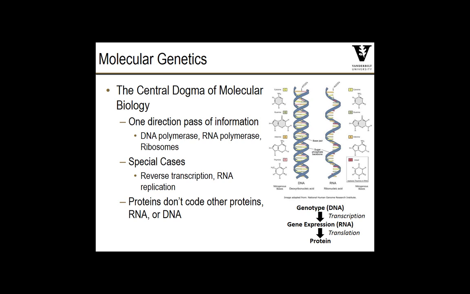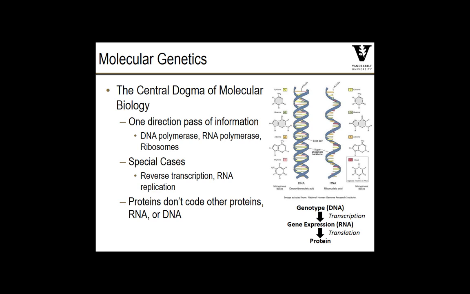The central dogma of molecular biology is that there's a one-direction pass of information with two exceptions. The idea is that you have DNA that's transcribed into RNA that's translated into a protein. I'm going to go over this quickly so that when we start talking about RNA data, gene expression, proteomics, and translation, you understand what we're talking about. We're all using the same language.